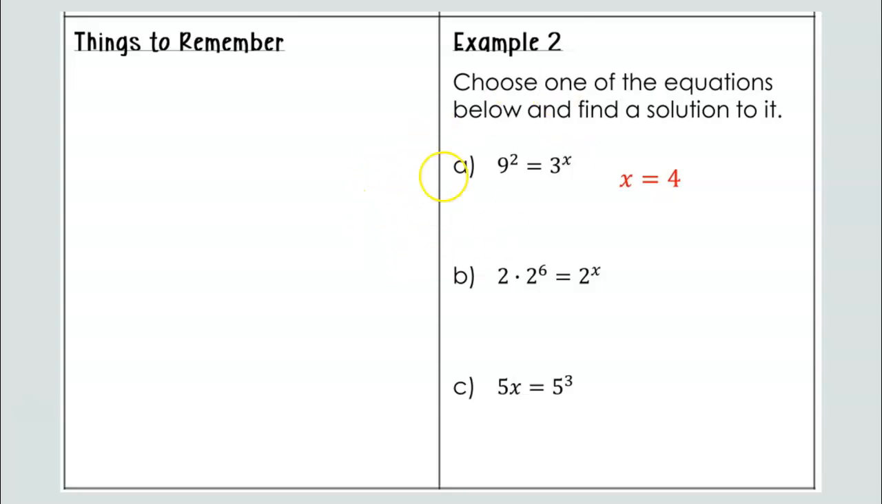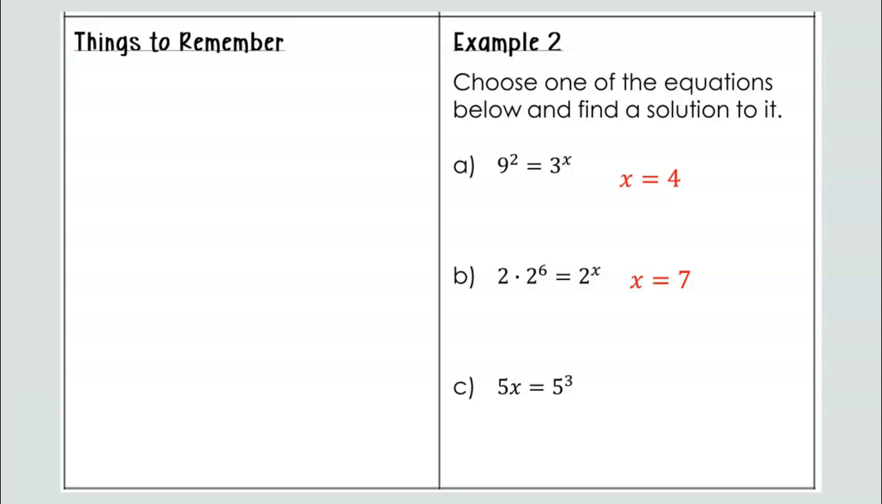So 2 times 2 to the 6th power equals 2 to the x. We're trying to find the value of x. Well, if we're multiplying another 2 times 2 to the 6th power, that means x has to be 7 because we're multiplying the number 2 times itself 7 times.